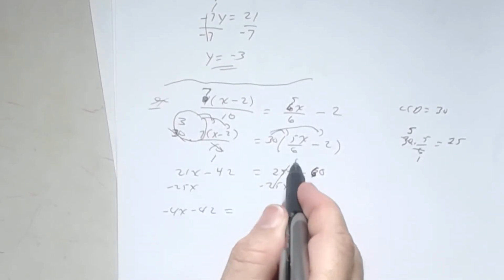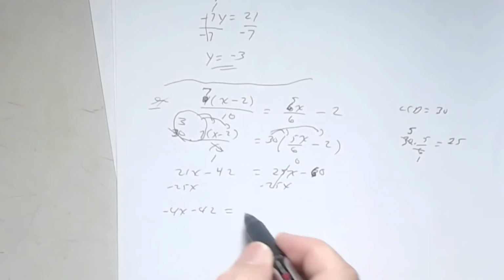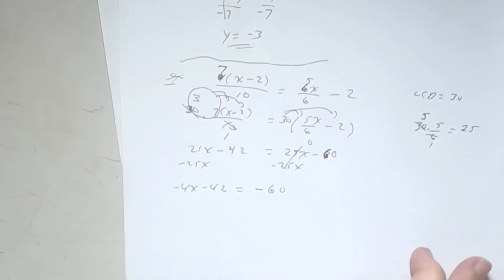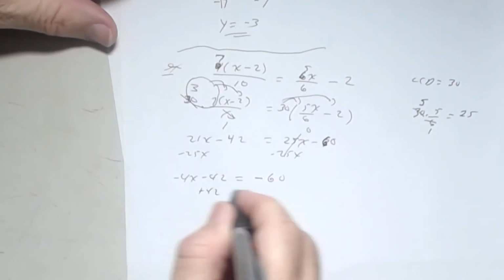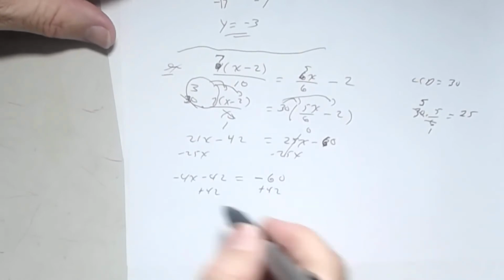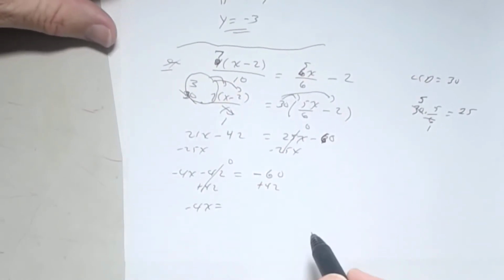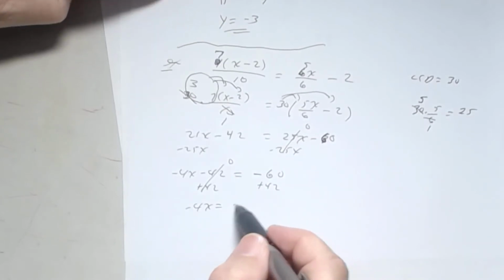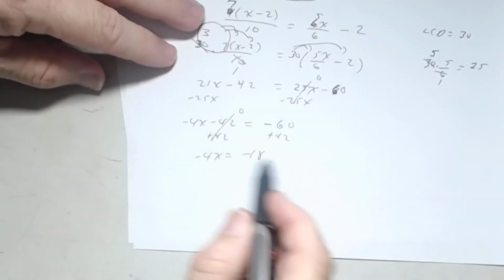And over here, when I combine like terms, these are opposites, so they have to be 0. And what's left? Negative 60. A couple more steps and you're done. What's the next step? Add 42 to both sides. Then combine like terms again. So I get negative 4x equal negative 18. Then what do I do to both sides?